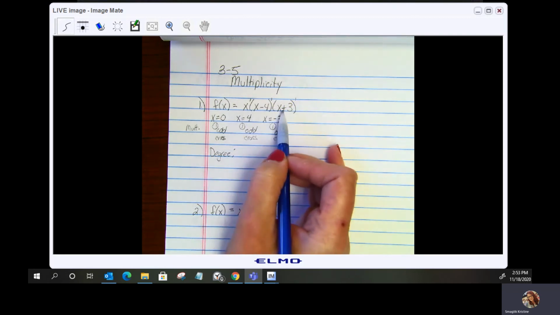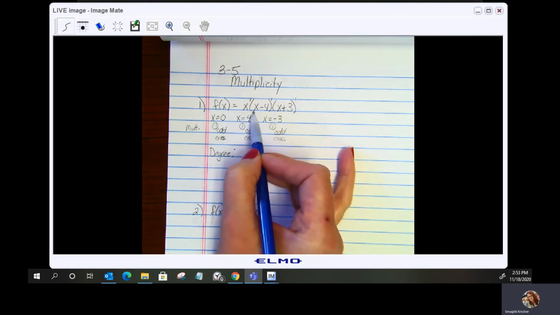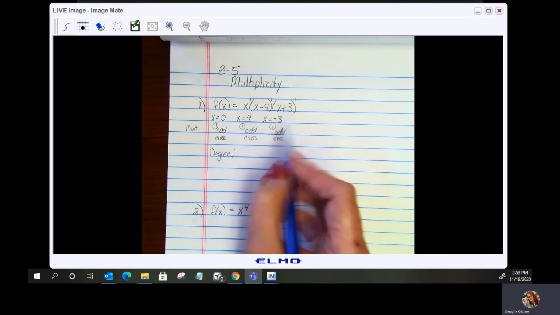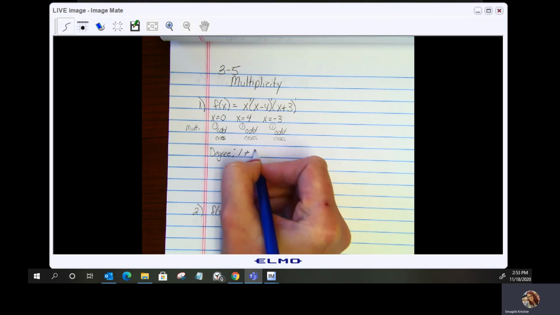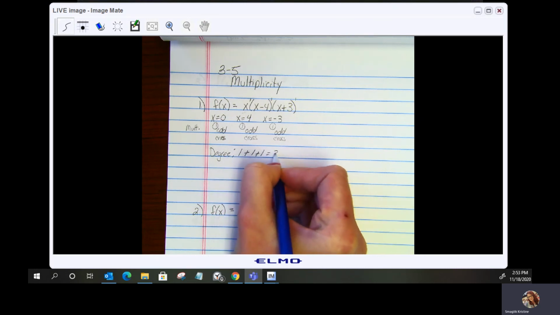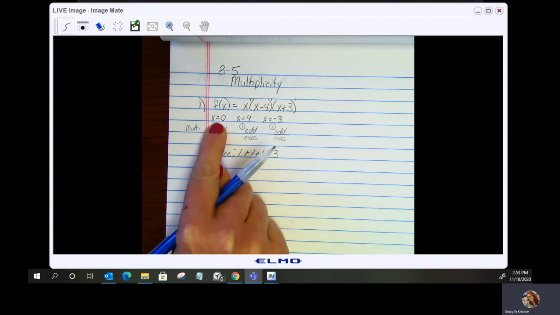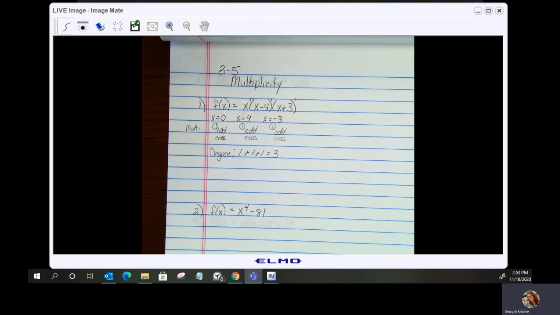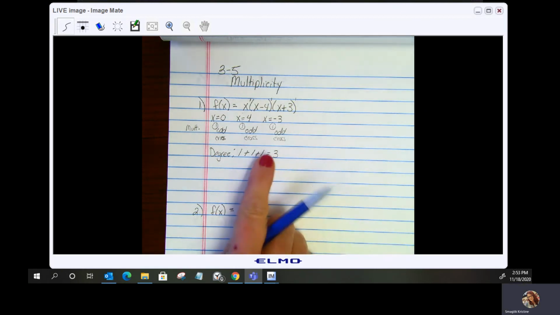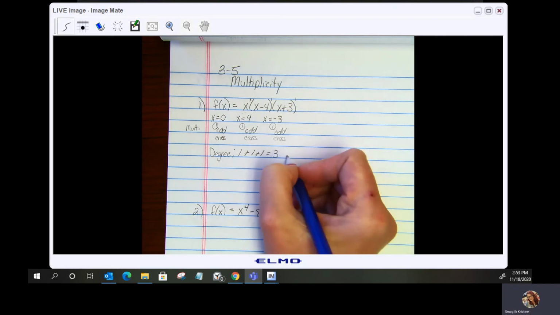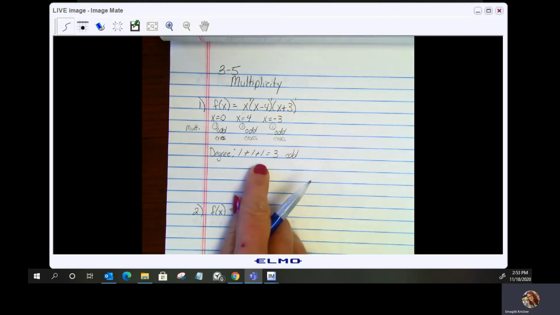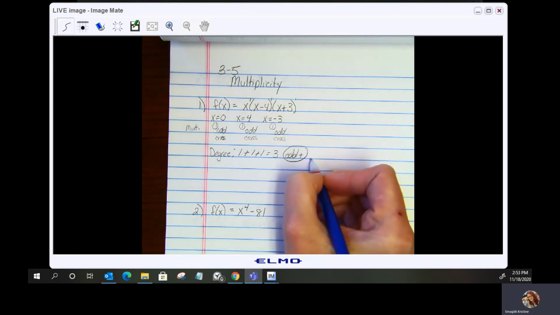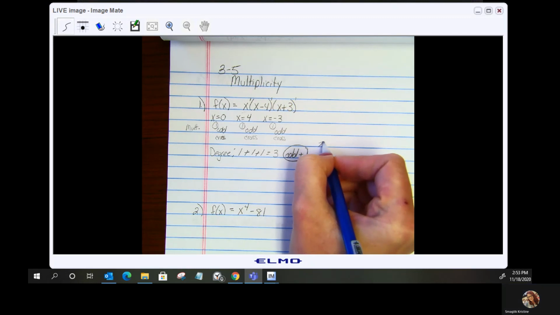When you're multiplying the same base, notice I have all x's here, keep the base, you add the exponents. 1 plus 1 plus 1 equals 3. This is a degree of 3. Also notice, we came out with 3 zeros. That is related to your degree. So now I know it's a degree of 3. 3 is an odd number. I don't have any negatives up front, so my end behavior is odd positive, which means my graph goes down and up.